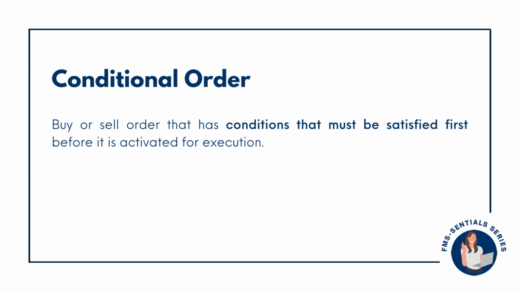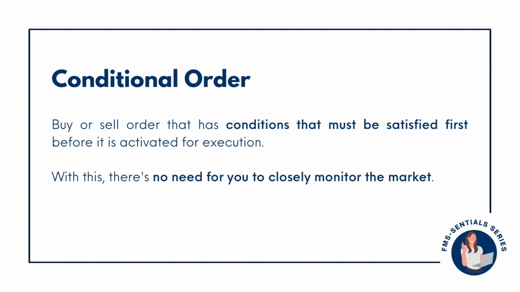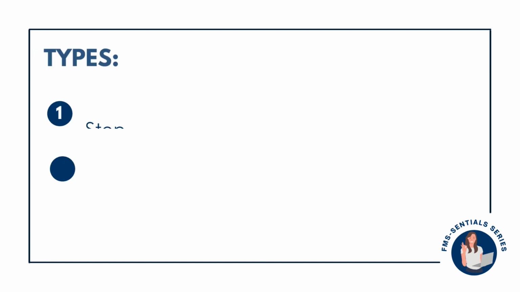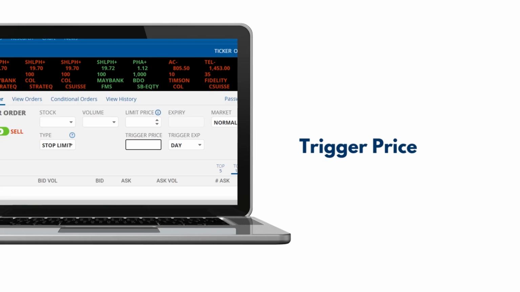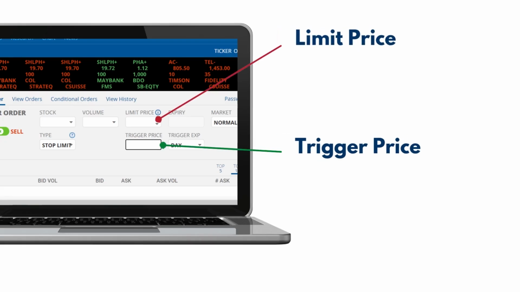activated for execution. With conditional orders, you can catch opportunities or minimize risk for your trades without the need to closely monitor the market. For you to understand the difference between these two, you should know first the two important inputs needed in a conditional order: the trigger price and the limit price.